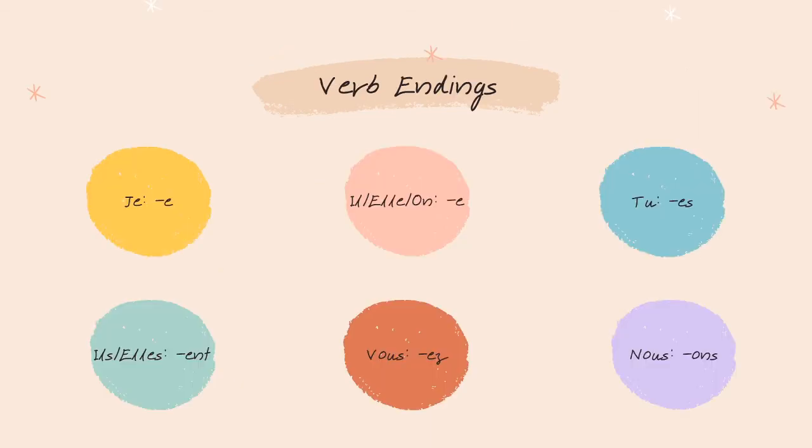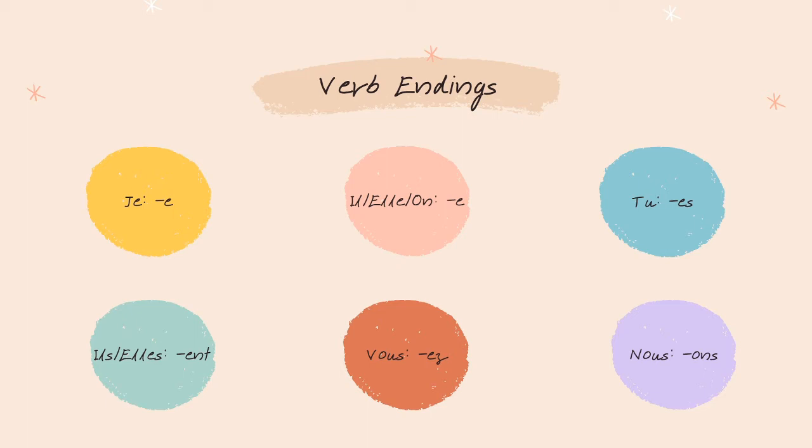So in terms of conjugating these verbs, it's relatively simple. Whenever you get the word, you simply have to remove the ER at the end of it and then add these endings based on the subject.